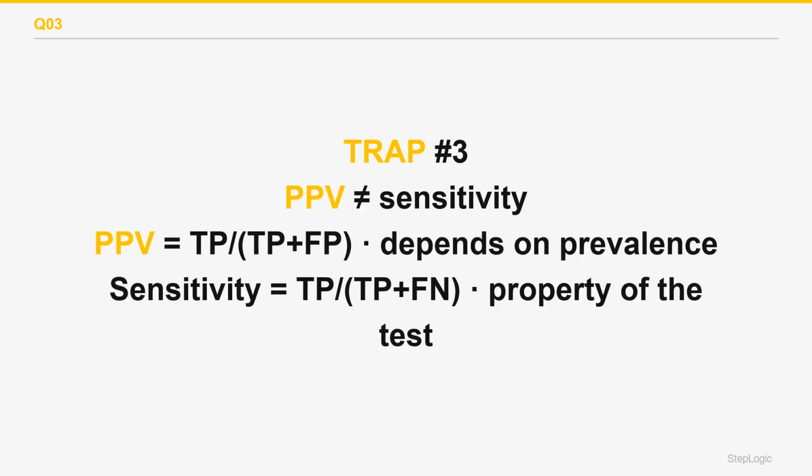Trap 3. PPV versus sensitivity. Sensitivity is a fixed property of the test. PPV depends on prevalence. In a low prevalence population, false positives pile up and PPV drops, even with a great test. Do not confuse the two formulas.